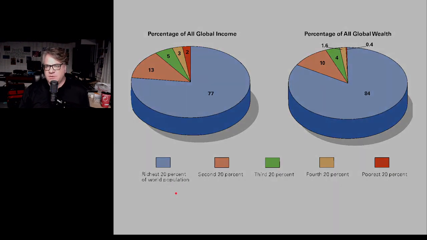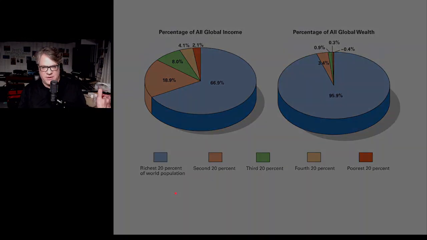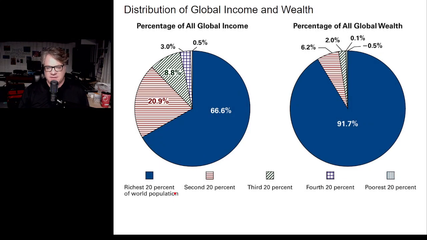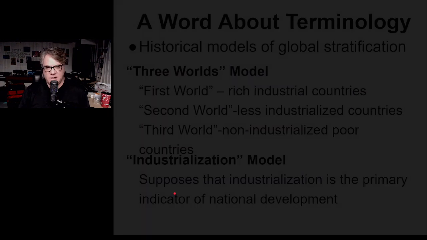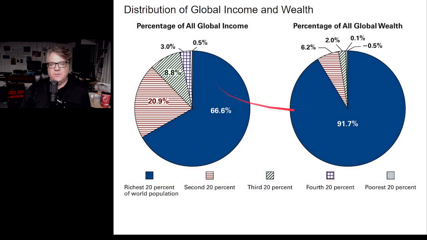And so there's a set of slides here that date back several years. And this is the more recent one that I want us to focus on. This is from 2020, I believe. Yeah, from 2020. And these pie charts we've looked at before in our chapter on social class. Those were for the United States, and this is global. So this is global income and global wealth.